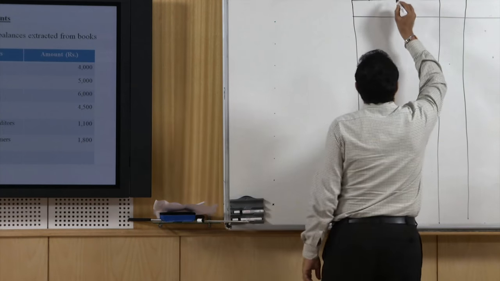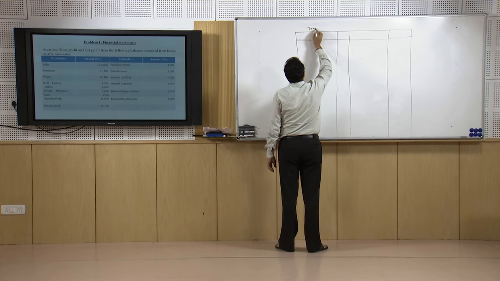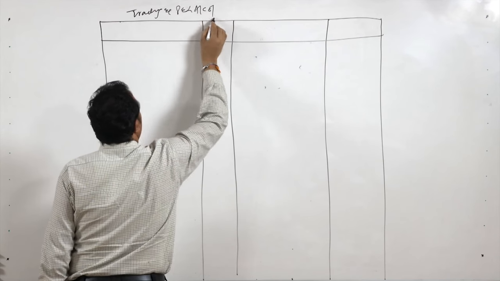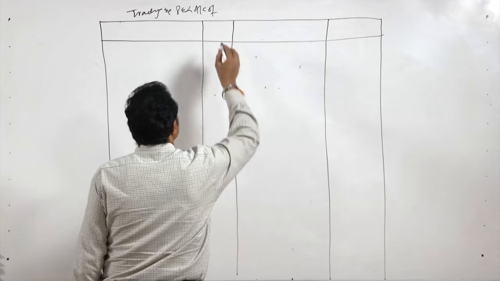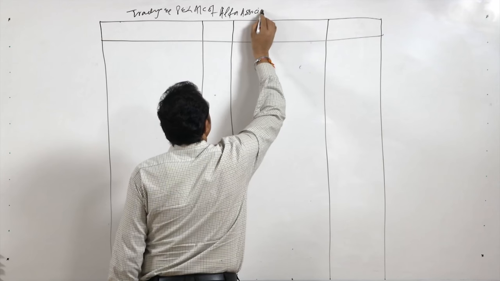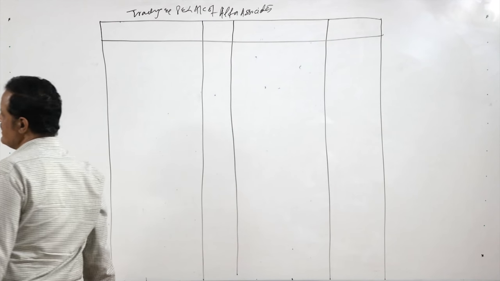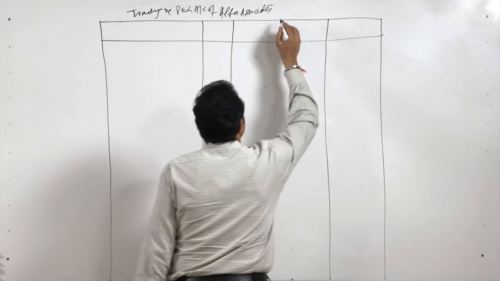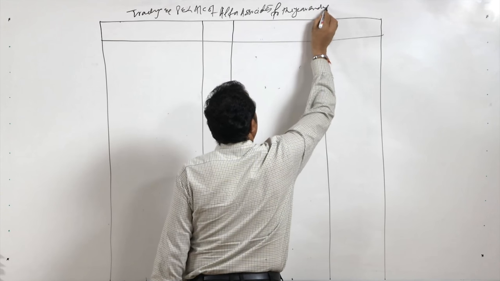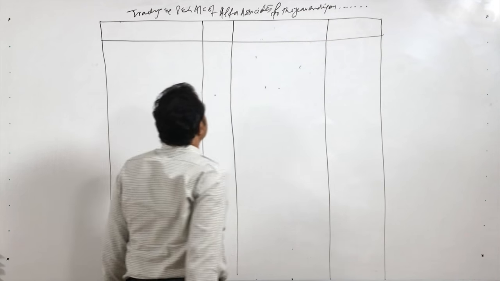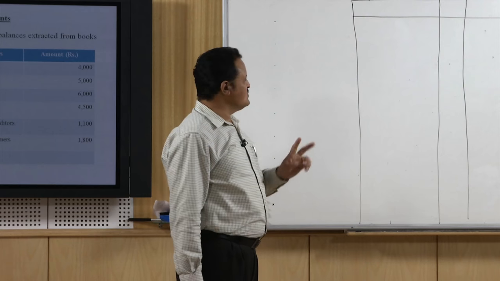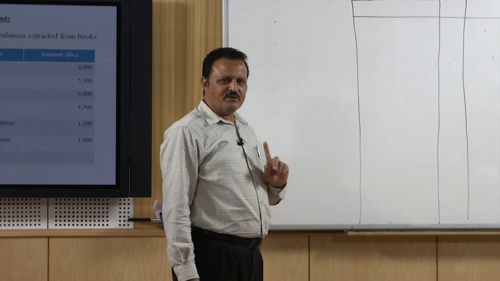First of all, you write here the title: trading and profit and loss account of Alpha Associates. If some period is given, then we will write here, normally it is for 1 year, for the year ending on, and the date is given here. So, it is the trading and profit and loss account of Alpha Associates for the year ending on so and so, since it depicts the profit or loss of the firm for a period of a complete 1 year.